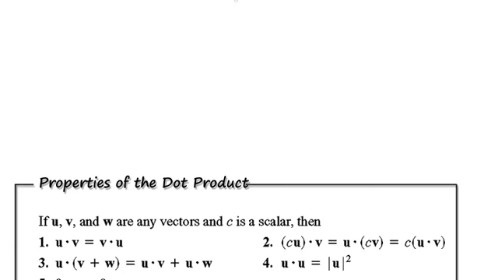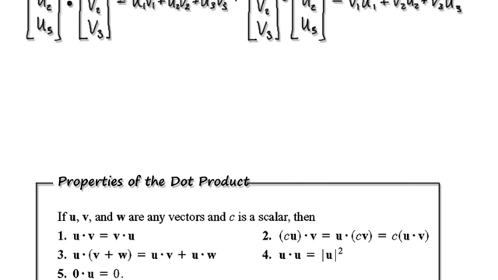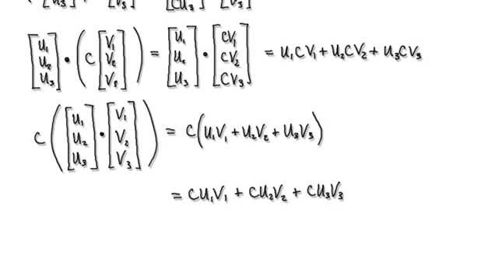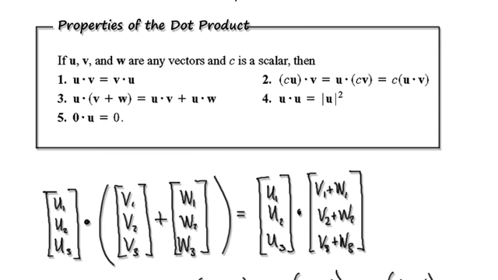So following on from the previous video, we got to property 3. So now let's look at this. Looking at this, we are saying that this is the same as this.